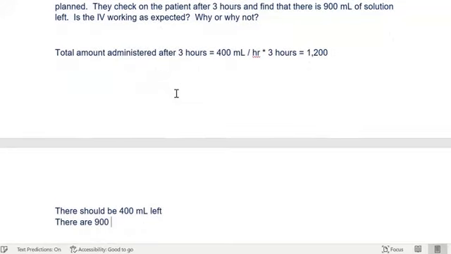There are 900 milliliters left, so this is running very slow. We're way behind where we should be at this point.